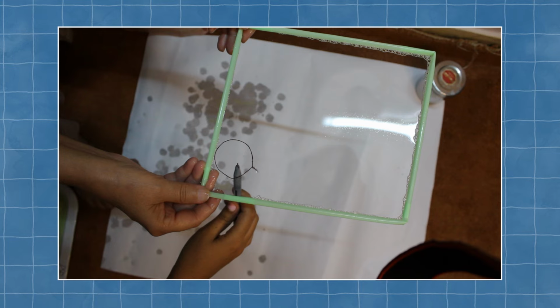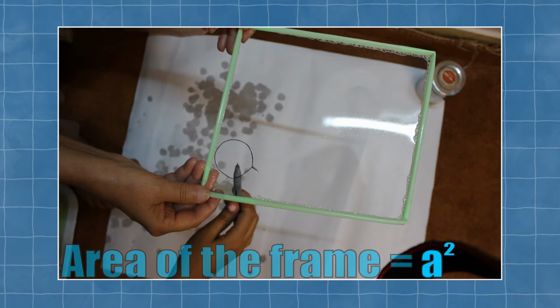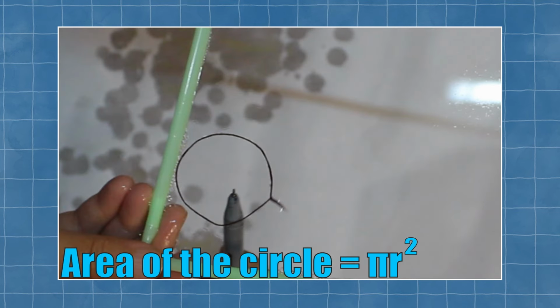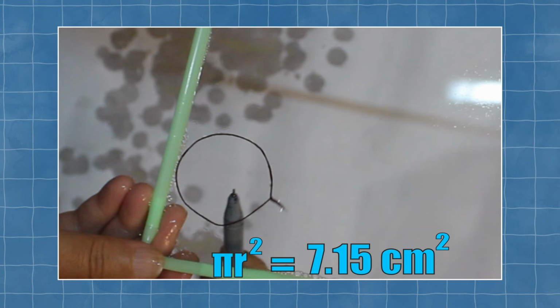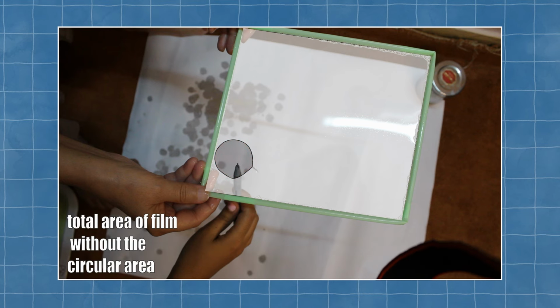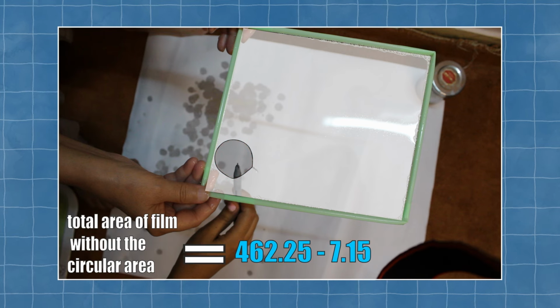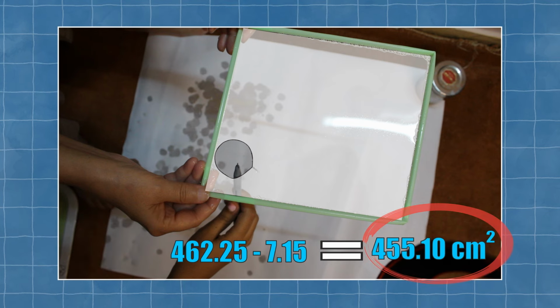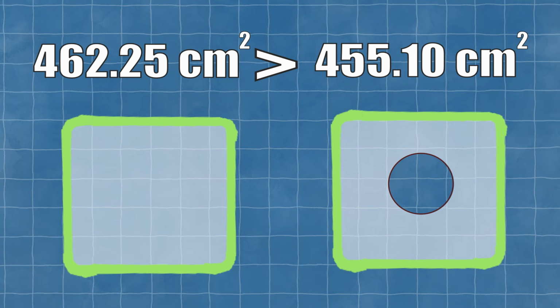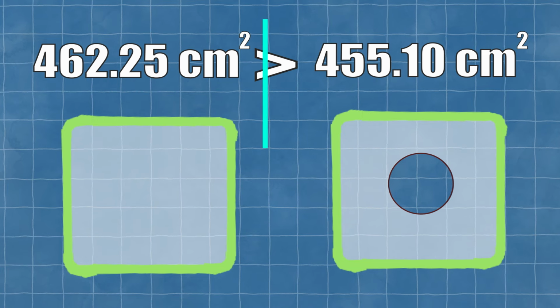See, the area of the entire film was A squared, which is 462.25 centimeters squared. Now the area of the circle is pi r squared, which I found to be 7.15 centimeters squared. Now with the poked through circular thread, the total area of the soap film becomes 462.25 minus 7.15, which equals 455.10 centimeters squared. And as you can see, the area of the film with the poked through circular thread is less than the area without the thread.